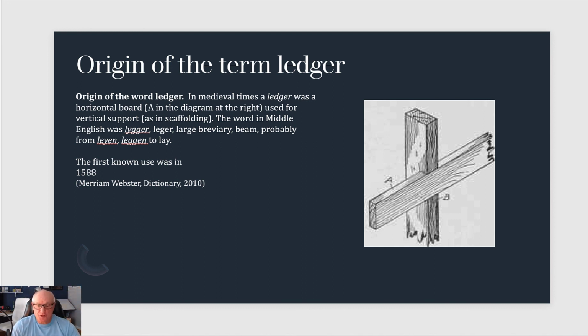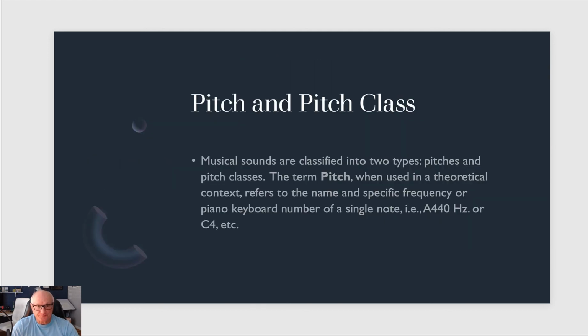Accountants use the term ledger for the same idea of having lines and spaces, originally, before the computer days of being an accountant. Then the last really important thing is pitch and pitch class. This is pretty simple. Musical sounds are classified into two types, the pitch and the pitch class. The term pitch, when used in a theoretical context, refers to the same and specific frequency or piano key number of a single note, like A440 or C4 or middle C.